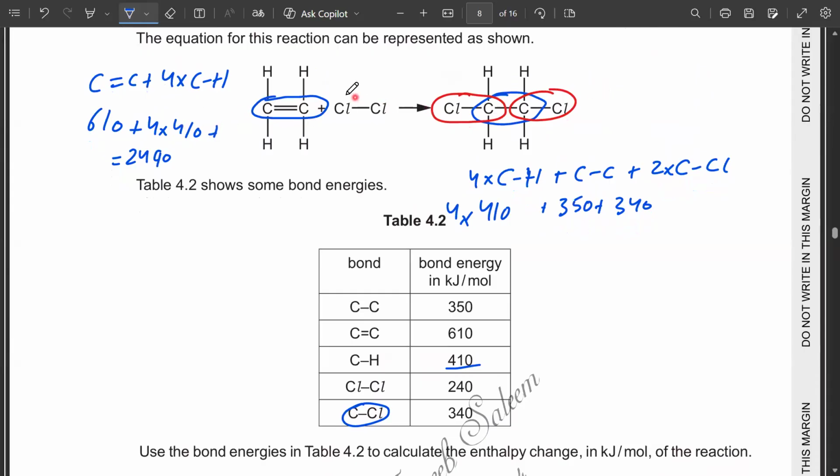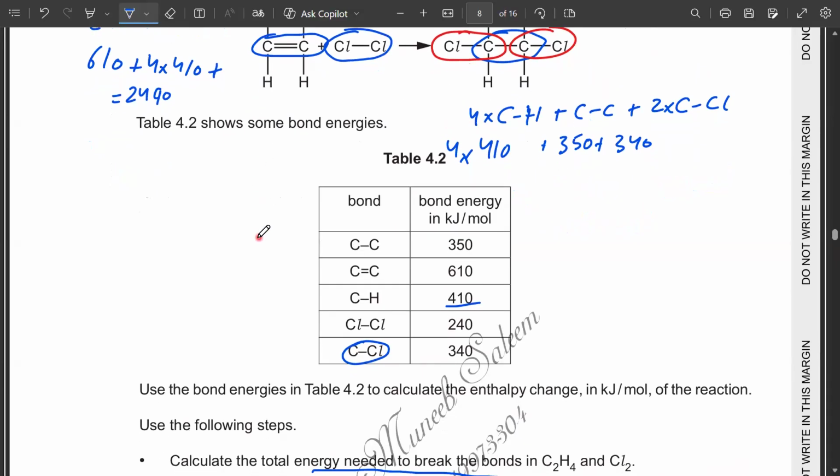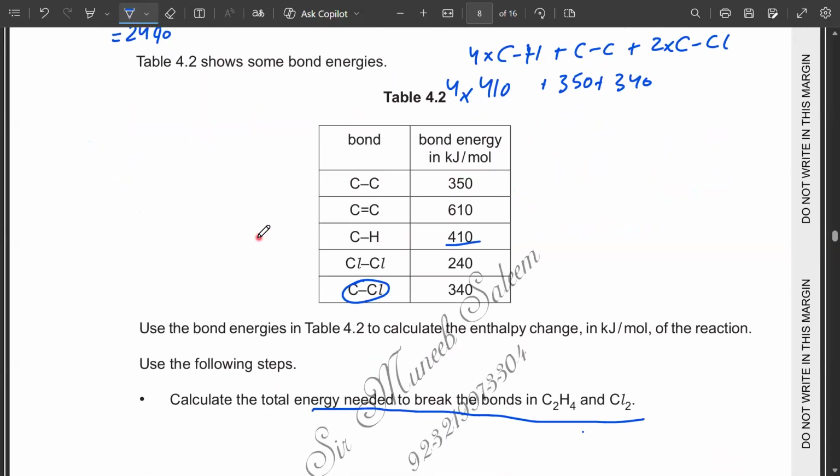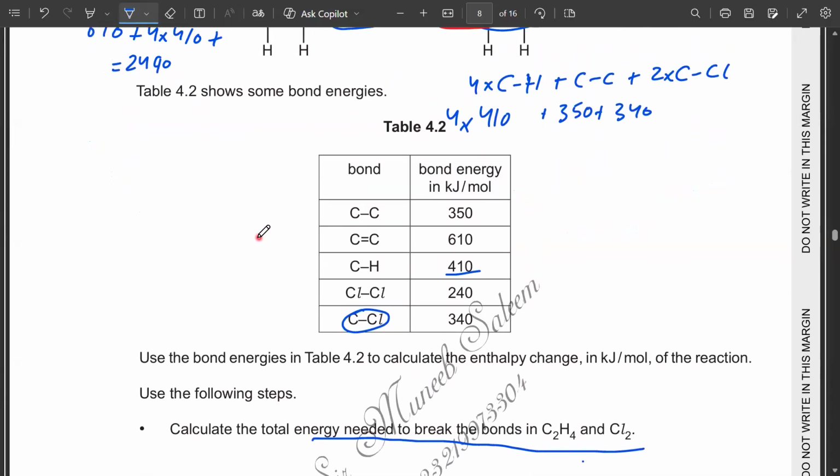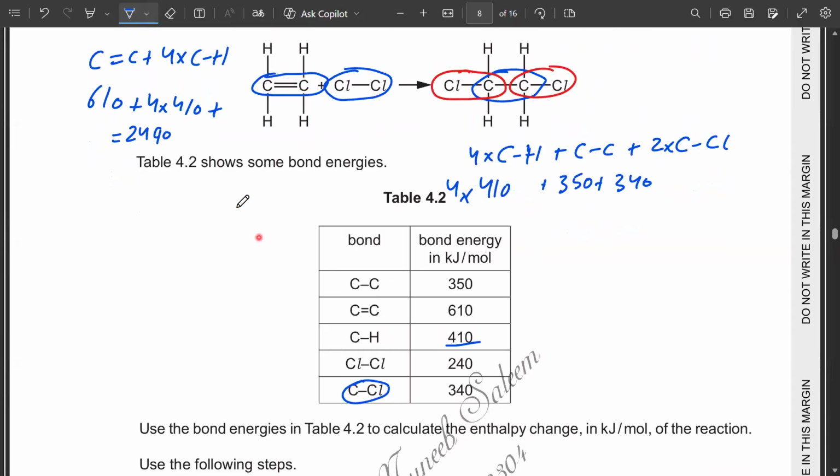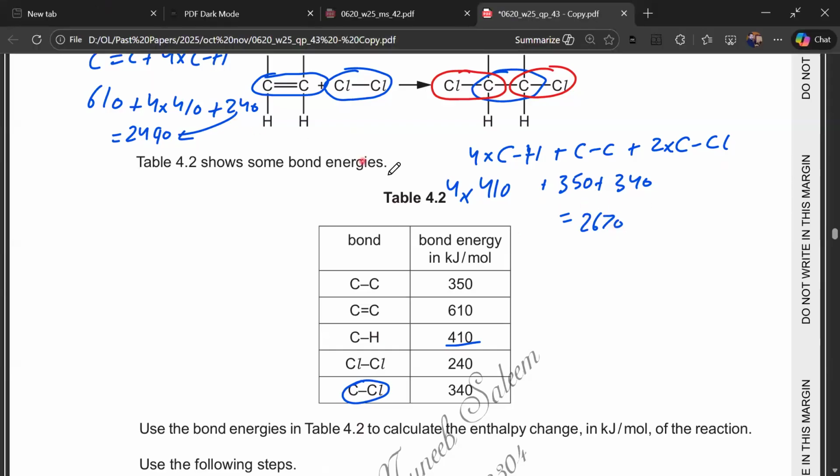We had to include the value of the Cl bond with the Cl as well over here. So Cl-Cl is 240. Cl with Cl is 240 and C with Cl is 340. And if you calculate these values, you get 2670. Now you have the values of both the reactants and the products.